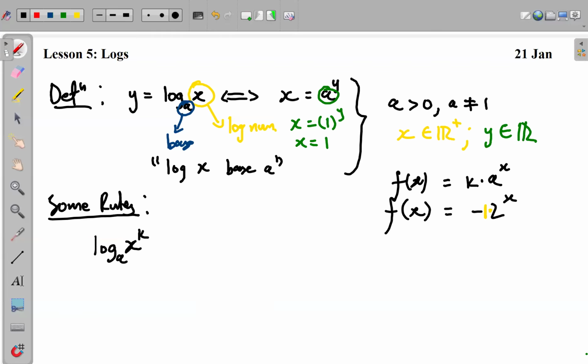Then what I can actually do is write this as k log x base a. Can write it like that. Of course, here we must also note that k can be any real number. Guys, real numbers are made up of what? Rational numbers and irrational numbers.